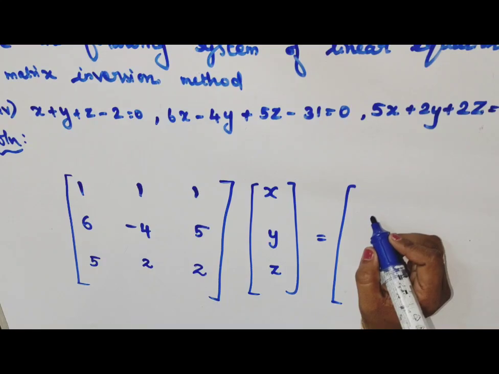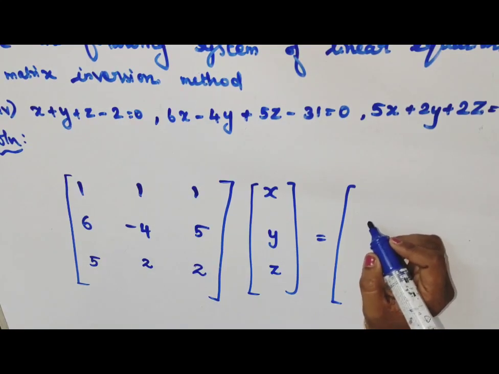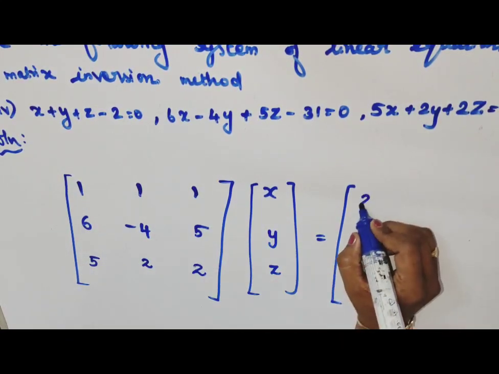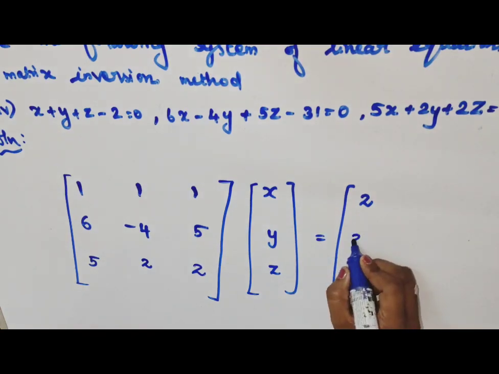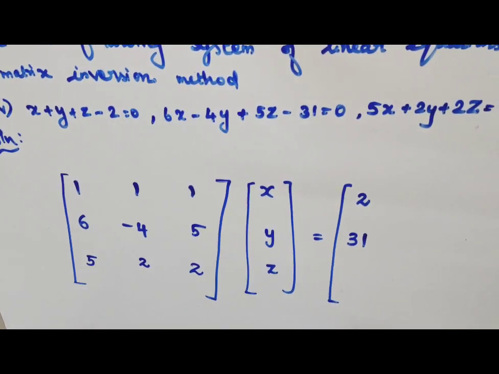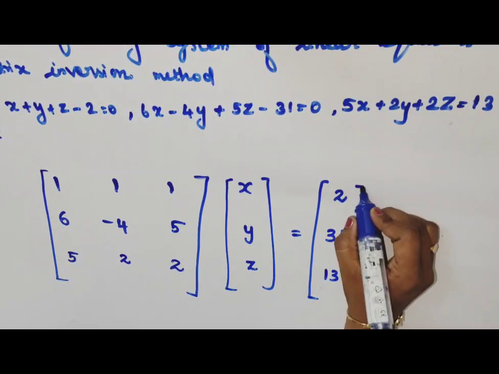If it is not on the right hand side, we have to take it to the right hand side. Minus 2, if it goes to the other side, it will become plus 2. Minus 31, if it goes to the other side, it will become plus 31. 13 is already in the right hand side.